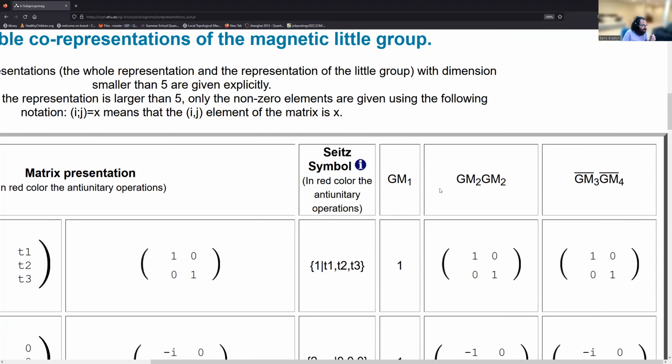Actually, let me go back to the website. We can see this process reflected a little bit in the names of the representations. So you see how some of these representations have a name that looks like two names just stuck together, like gamma 2, or gamma 3 bar, gamma 4 bar. And what this is telling you is that our anti-unitary operation pairs together two type 1 representations, in this case, gamma 2 and gamma 2, or gamma 3 bar and gamma 4 bar.